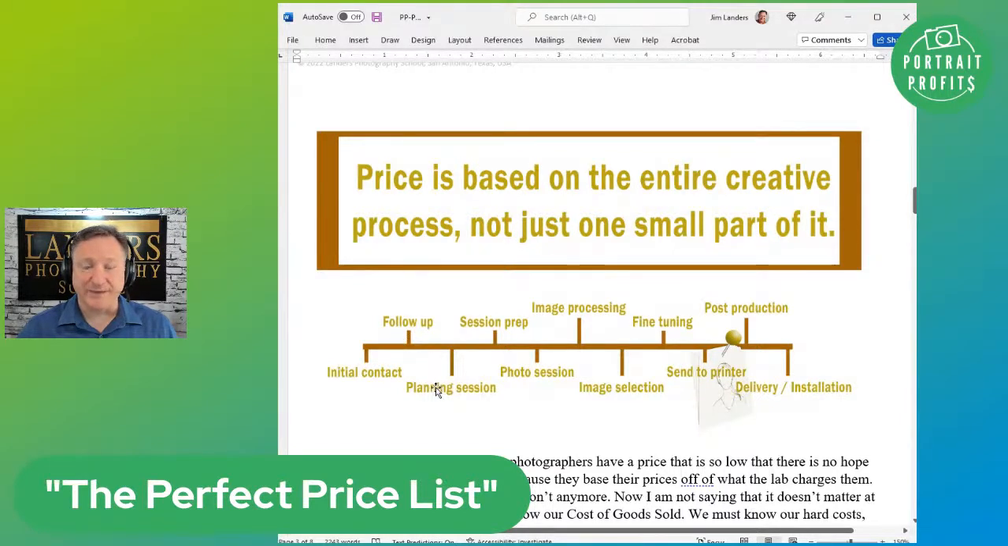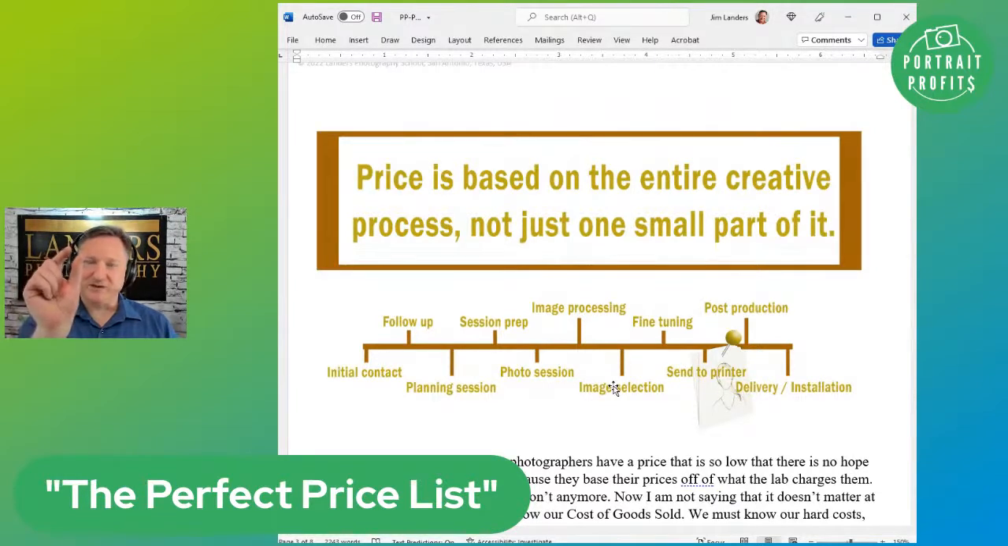And then you have to prep for that planning session. And then you do the session prep, and then the photography session itself. And then you have your image processing where you go through and you cull the images, and then you select the ones that you want to show them, and then they choose the ones that they want. And then we fine-tune those images that they want printed, and then we send it to the printer.